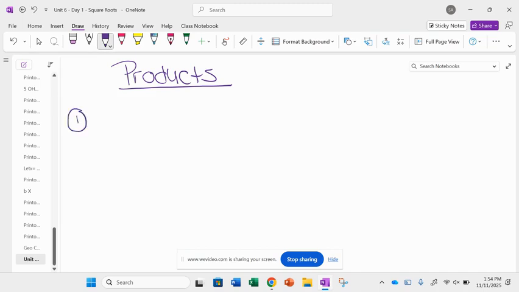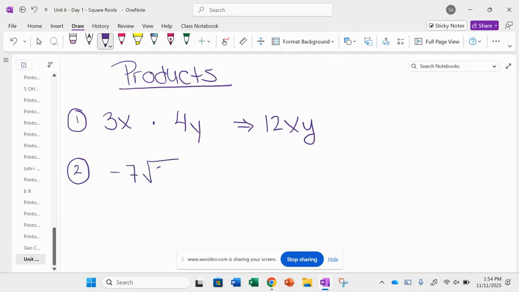So I always go back to the rules of variables. If I have a 3x times a 4y, when you're multiplying, you multiply the coefficients, right? 3 times 4 is 12. But then don't you also multiply the variables? X times y is an xy. It's the same idea with multiplying radicals. You multiply the coefficients, but you also multiply the radicands. So let's say I have negative 7 root 30 times 5 root 2.